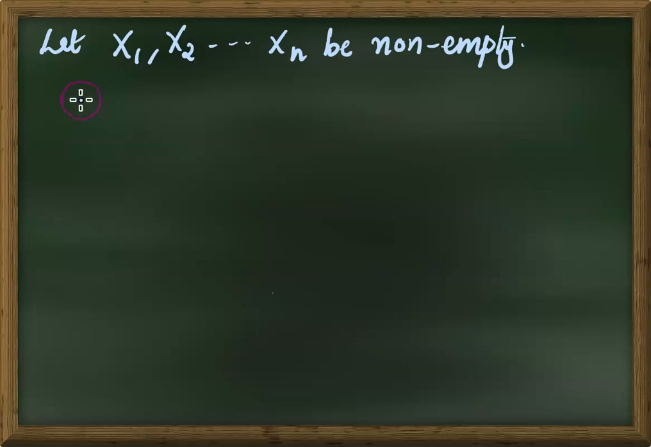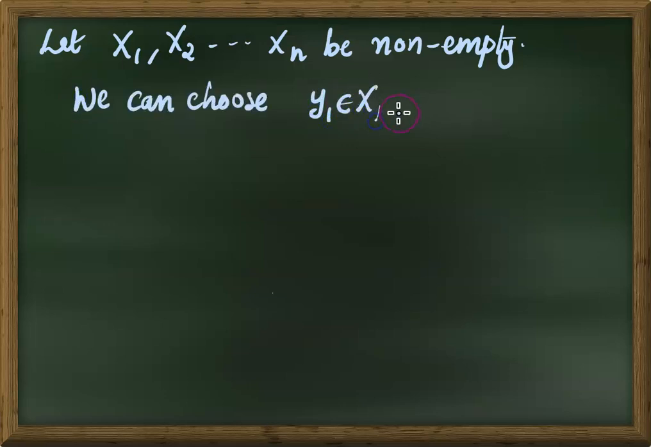Since each of these sets are non-empty, we can choose a point, say y1 from X1, another point, say y2 from X2, etc. I can pick a point, say yn from the set Xn. So these are some fixed points from these sets. There is only one point labeled y1 in this set X1. Similarly, the point y2 we have taken from X2 is unique, and so on. So we have some fixed points.